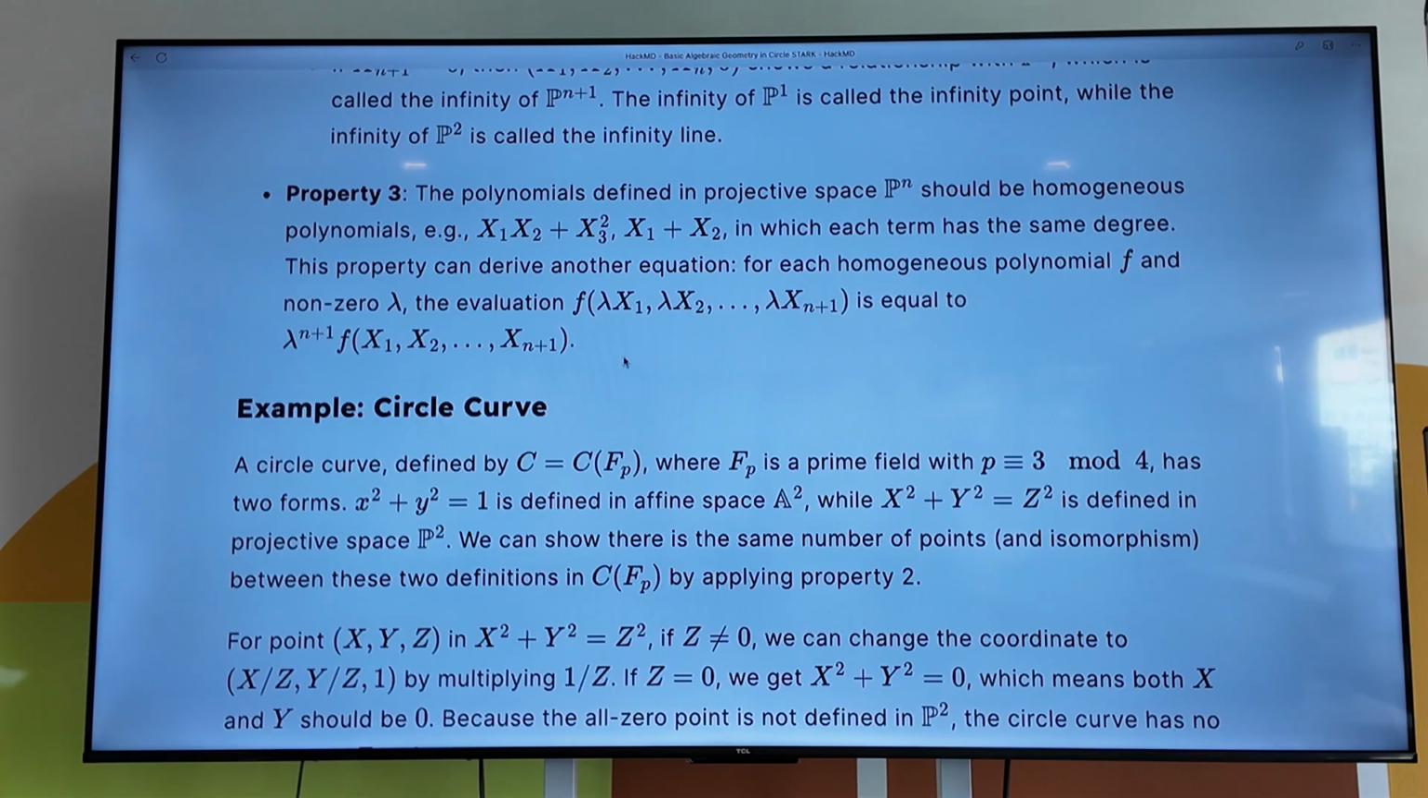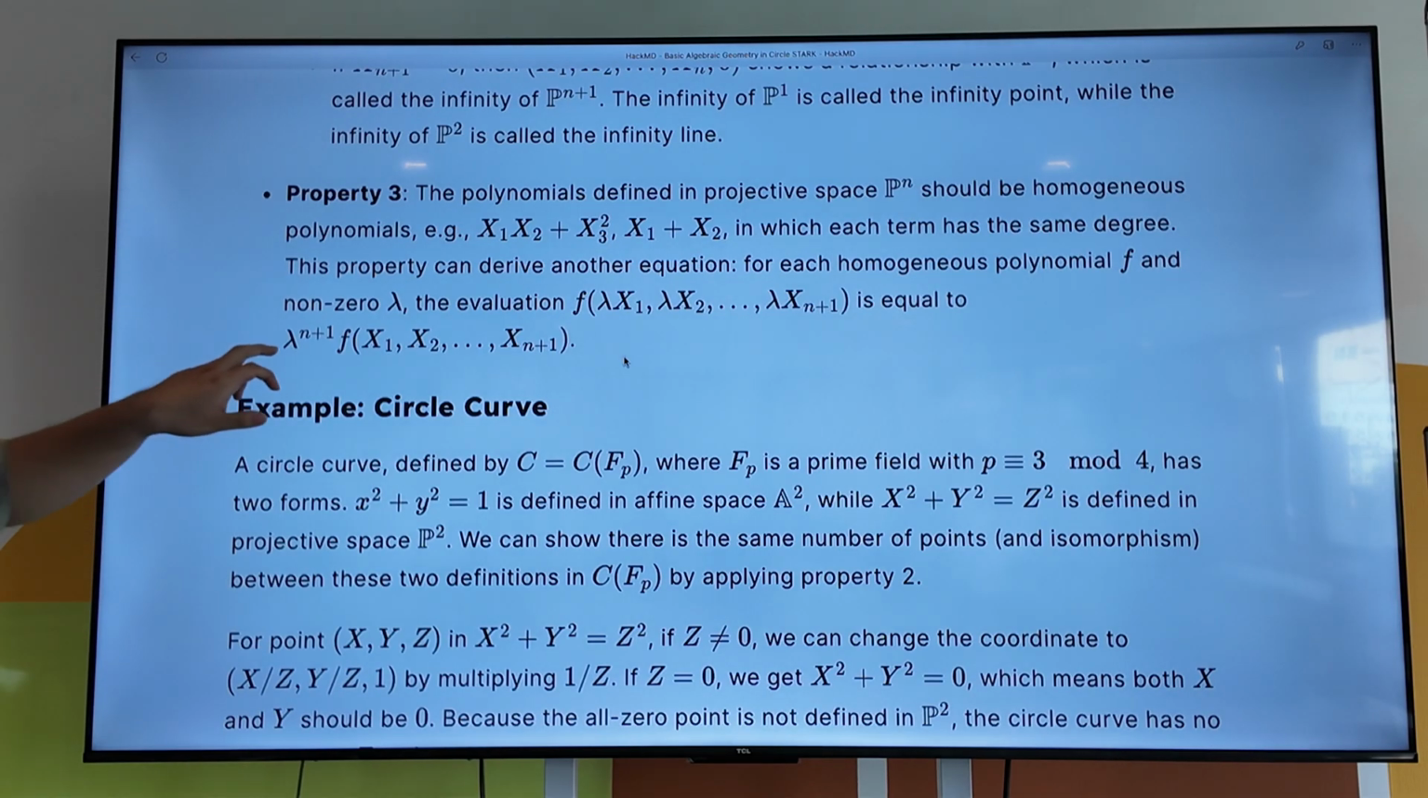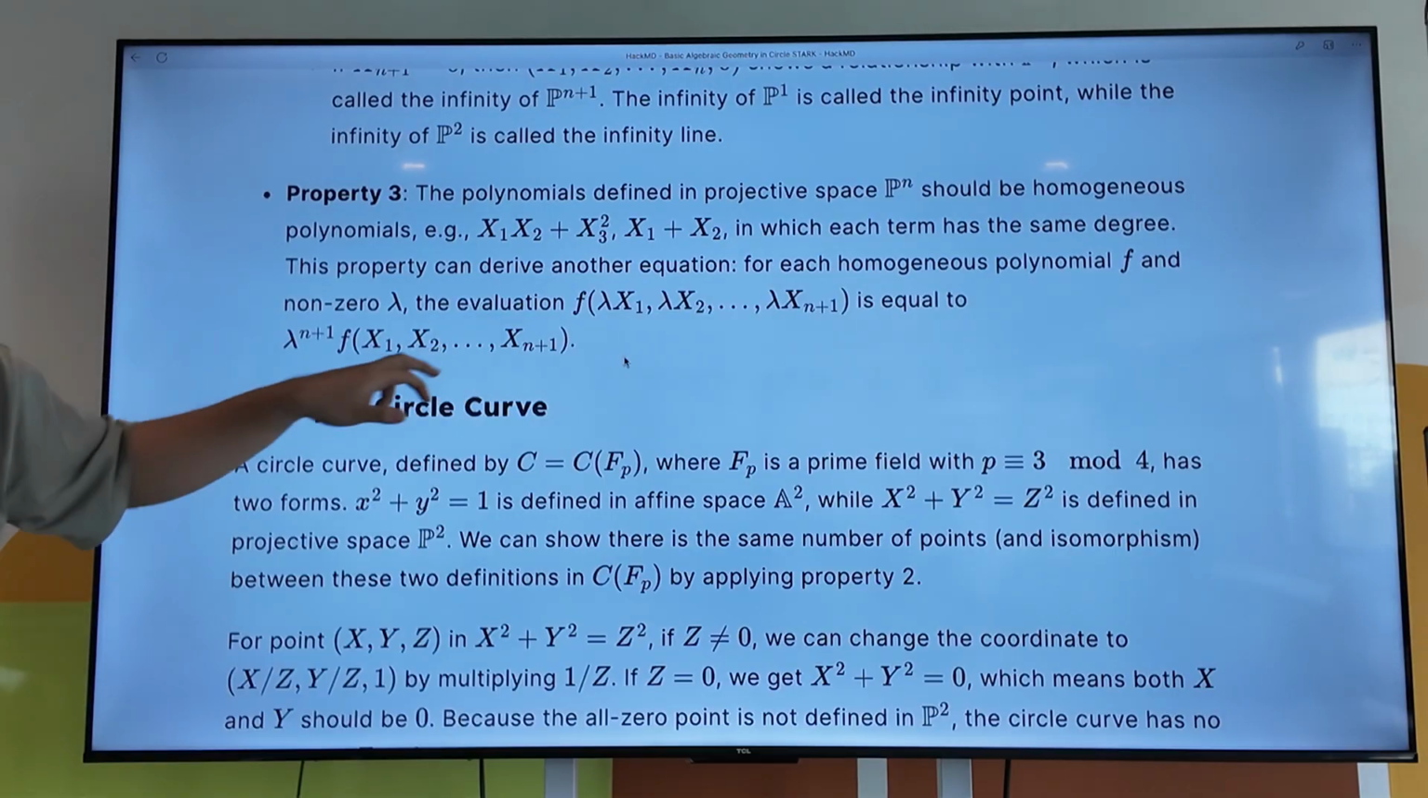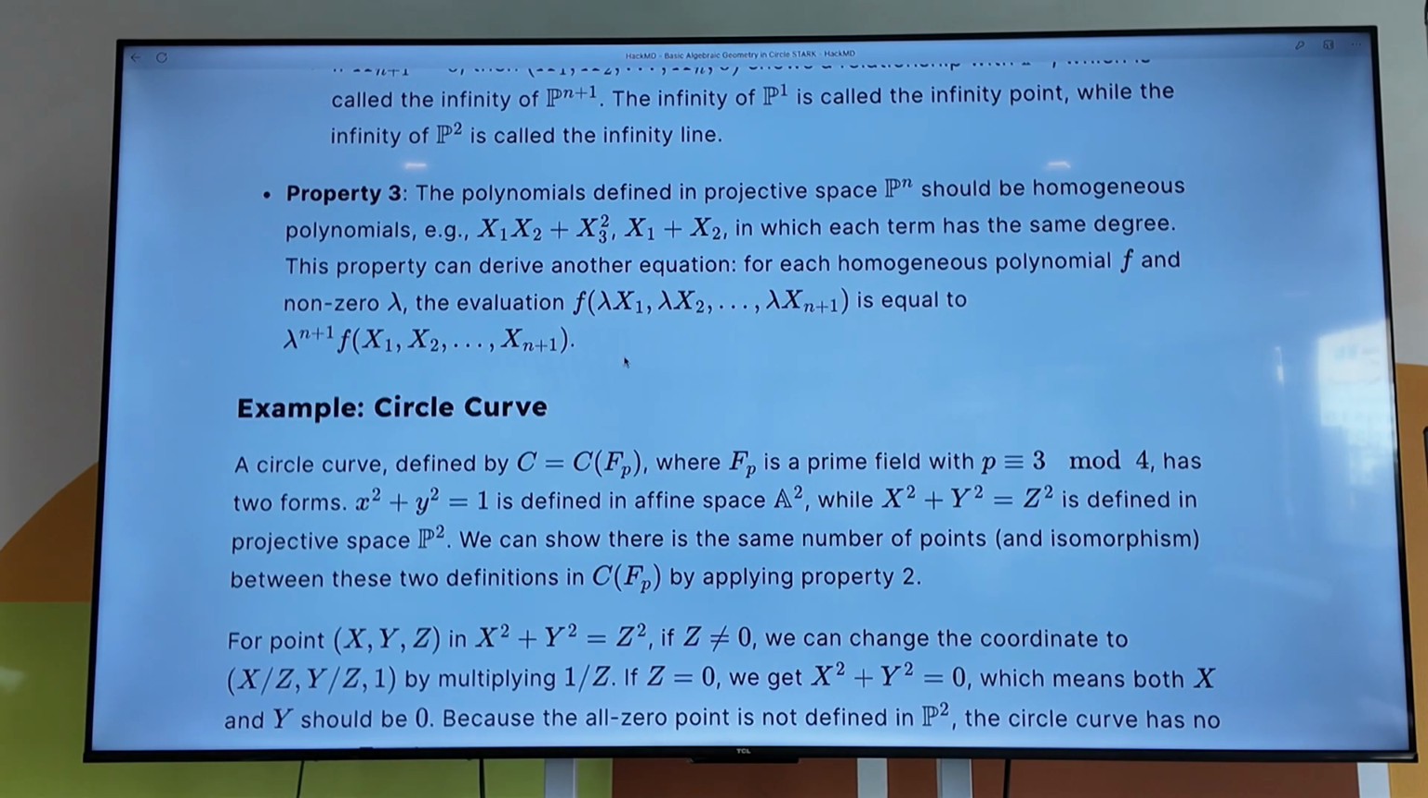By applying property 2, for any homogeneous polynomial f we can add a non-zero lambda, and it's equal to lambda to the power of the degree multiplied by f. Why is this property useful? It's because it can be well defined in a rational map.